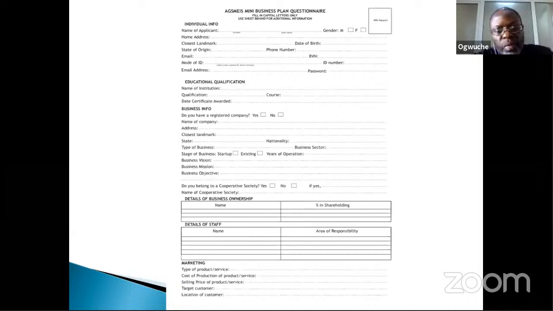Marketing. Here we're looking at the type of product. If it's a poultry farm, of course, the type of product is eggs and then chicken meat or processed meat or live birds. Cost of production. What's the cost of producing these products?